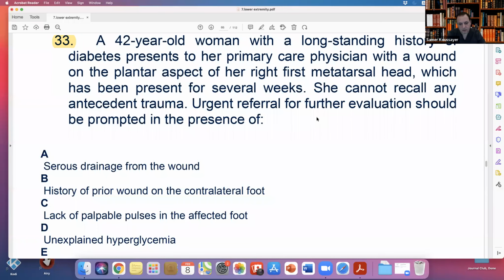Okay, Muhammad, you want to start? I think lower extremity is easy, so hopefully there will be easy questions. Let's see what that is, Muhammad.